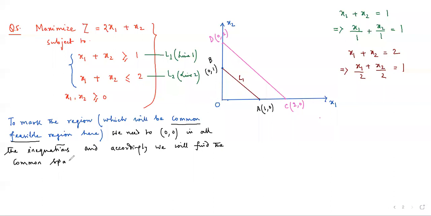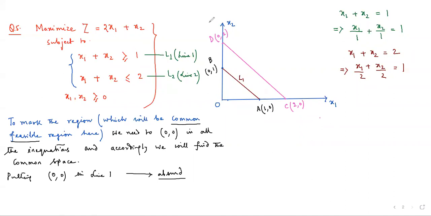Common space. Now you see, if I substitute 0, 0 in line 1, what do we get? We get something which is absurd, because 0, 0 doesn't satisfy line 1.